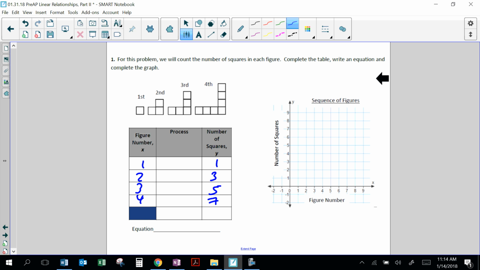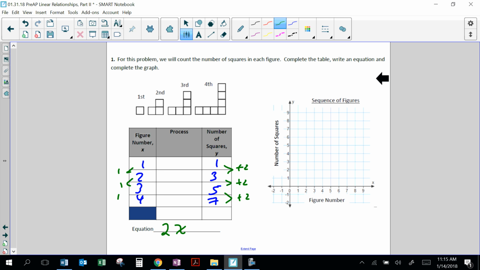So what is the equation here? How can we find the equation from here? When you're given a table like this, how can you find the equation from it? Well, let's look at the rate of change. What is the square increasing by? It is changing by 2 for every one figure number. And do we know what figure number to stop at? Not really. So it'll be 2x.